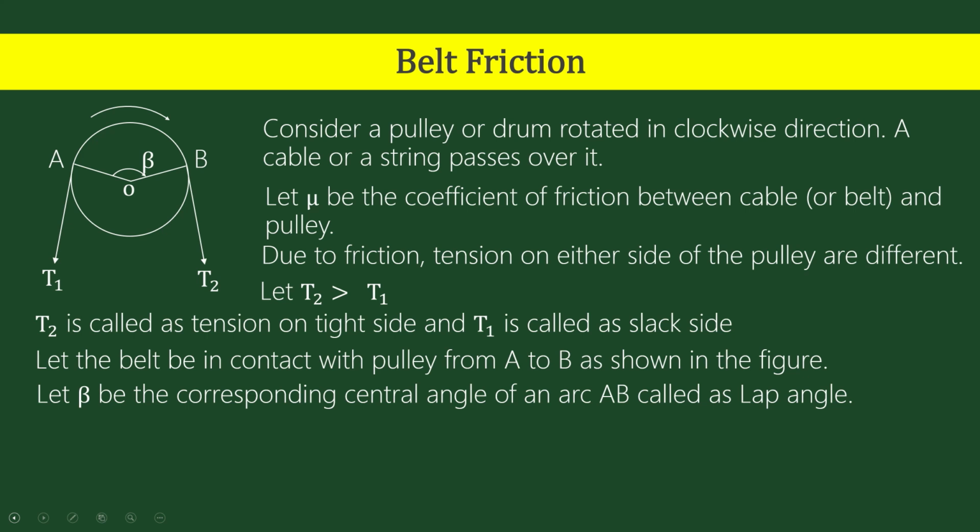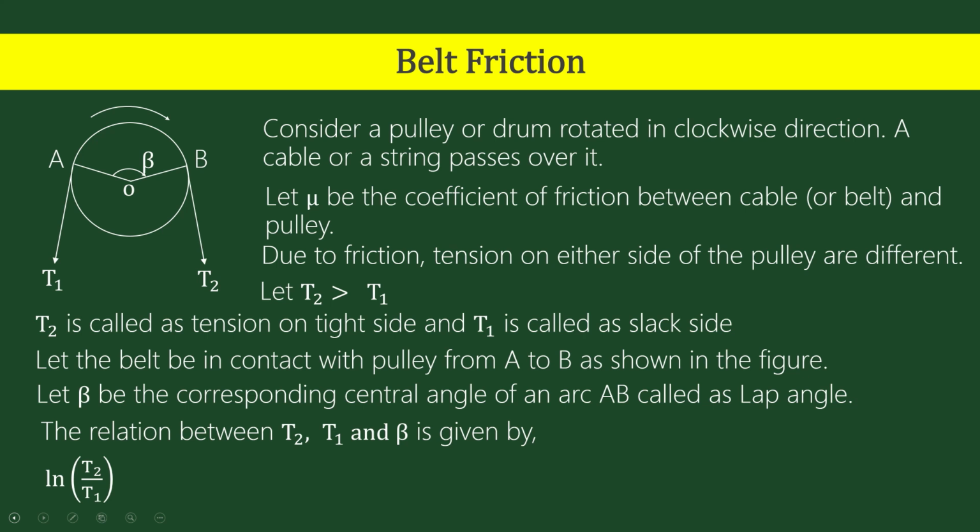Beta is the standard letter and it is always to be expressed in terms of radians. Now, the relation between these two tensions can be given by two different equations. The first one is ln of T2 upon T1 is equal to mu beta, and if you take the anti-log on both sides, we get T2 upon T1 is equal to e raised to mu beta. Here again I am telling you that beta should be expressed in terms of radians.